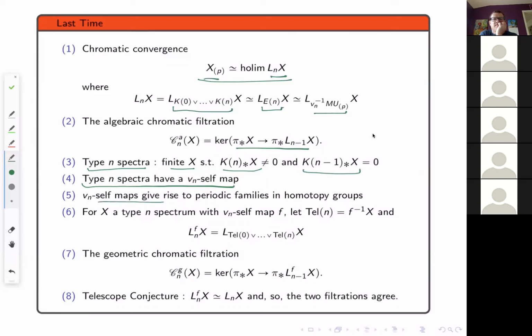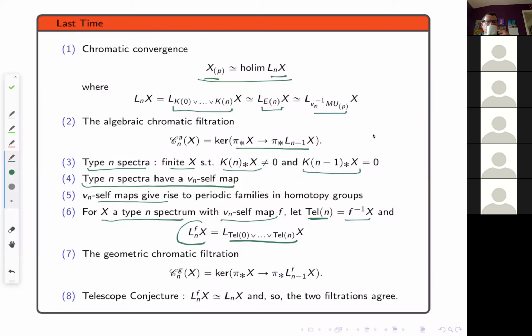And these v_n self-maps, we saw that they gave rise to certain periodic families in homotopy groups, and I showed some pretty pictures. Towards the end, I talked about how for certain type n spectra with a v_n self-map, I had defined tel_n to be the telescope of X with respect to that self-map. I made a choice, but it really didn't matter which choice I had made. Then we defined the telescopic localization of X, which sometimes people call the finite localization, to be the localization with respect to the wedge of these telescopes.